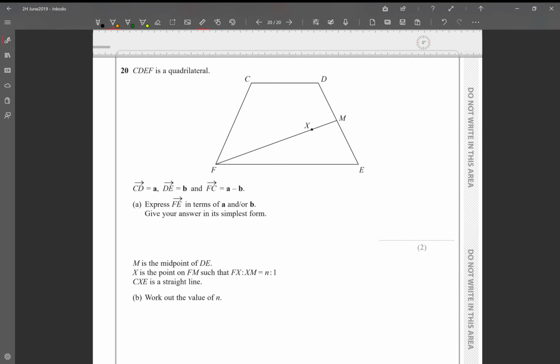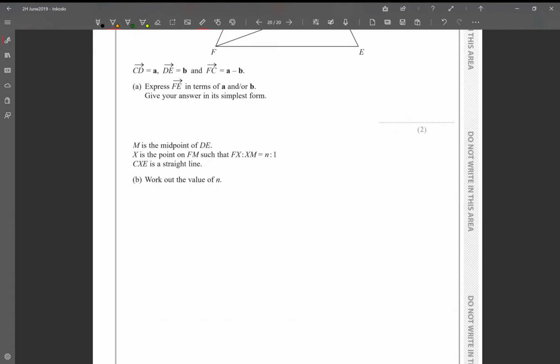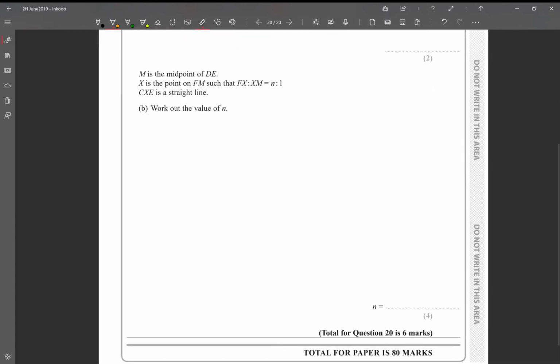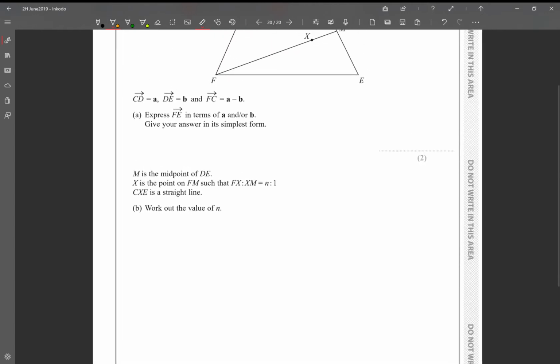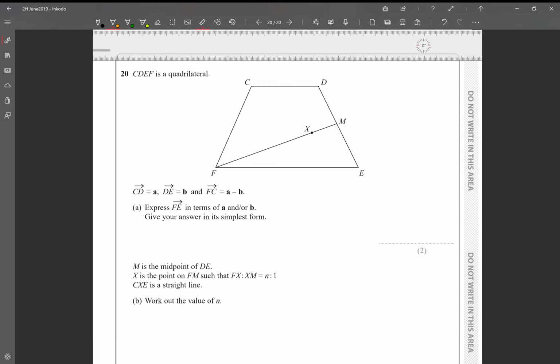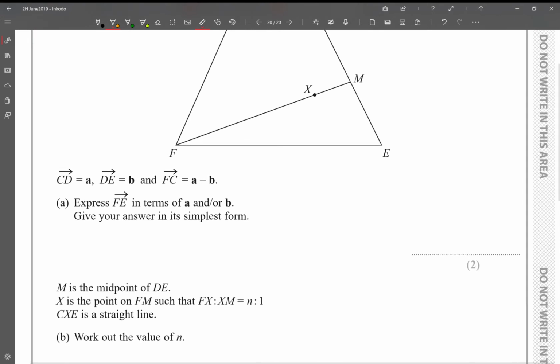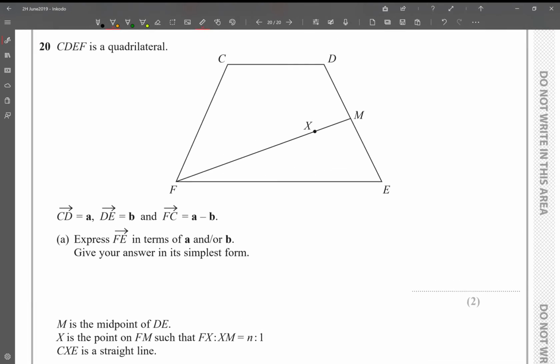Okay, so here is the last question on the 2H paper in June 2019. It's a vectors question. Often on the vectors questions, especially the particularly difficult ones, they'll have an easy part and then they'll use that in the later part. So 6 marks in total, 2 for the first part and 4 for the second. It's always worth having a go, even if just the first one.